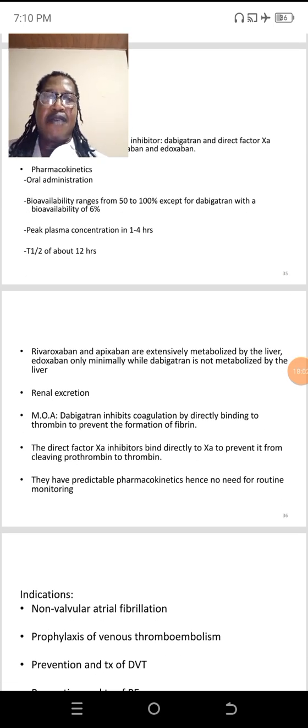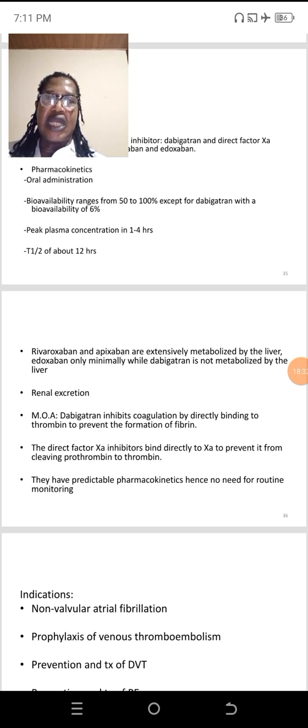Rivaroxaban and apixaban are extensively metabolized by the liver, whereas edoxaban is only minimally metabolized by the liver, while dabigatran is not metabolized at all by the liver. Excretion is via the kidneys. What's the mechanism of action? Dabigatran inhibits coagulation by directly binding to thrombin to prevent the formation of fibrin.